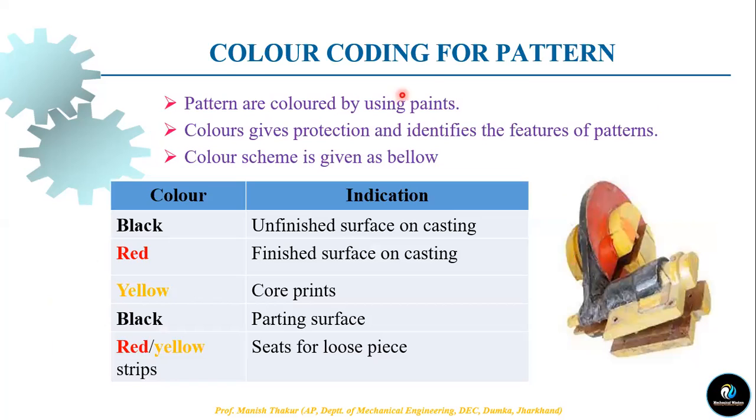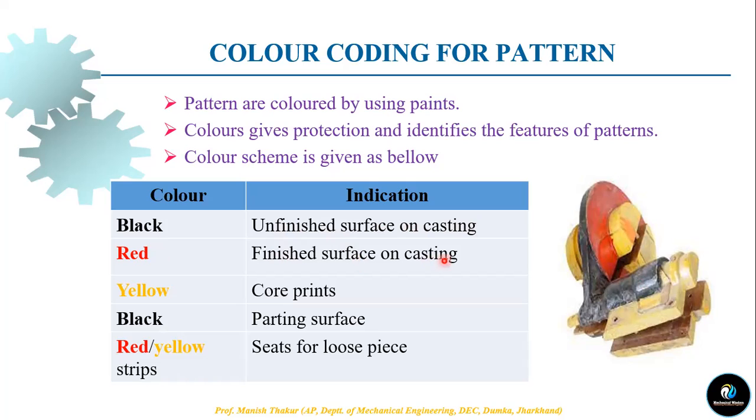This is our color coding for the pattern. Pattern color is basically given to the casting for protection and to identify the features of the pattern. Is it clear? Here you can see an example of a pattern. This is the pattern here. The black portion is showing it is painted in different colors. When black color is used, it indicates an unfinished surface on the casting. Is it clear? You have to go for finishing operations.